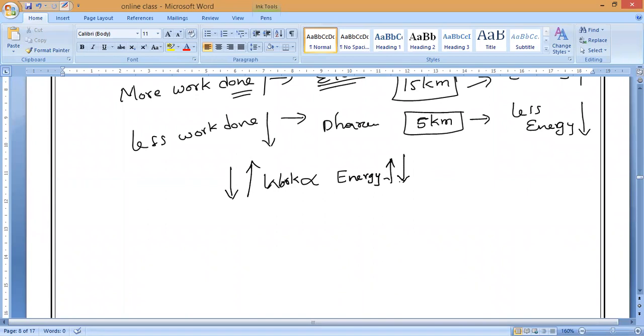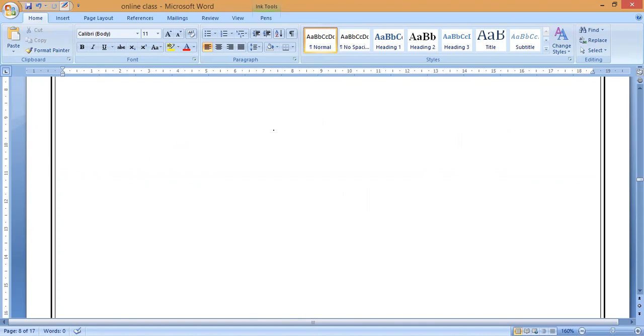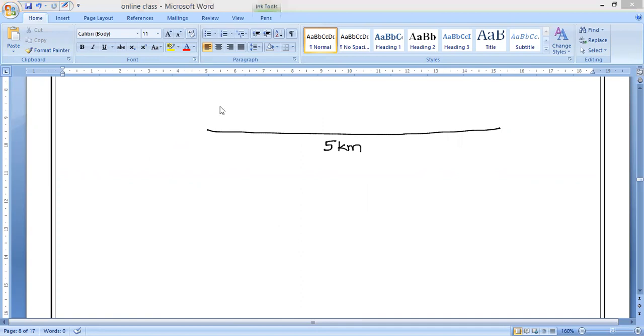Now, let us see one more thing. For example, I have given one track. This track is totally 5 kilometers. Before, I told you that relation. Now what is the distance of the track? 5 kilometers. Now everybody is running.